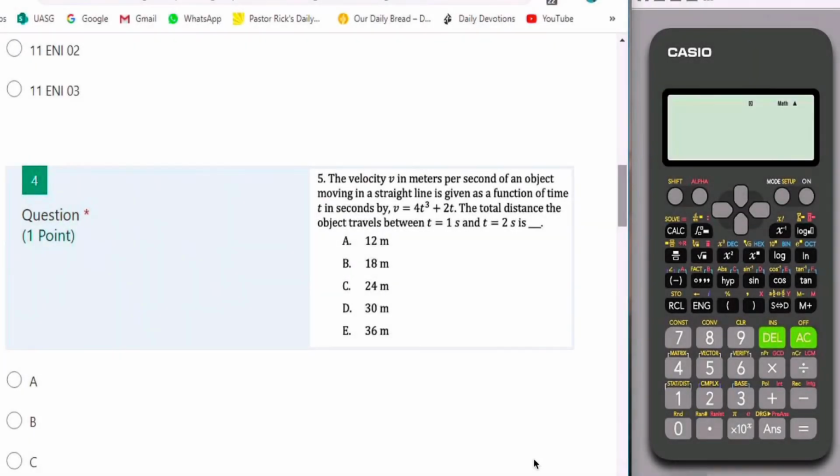At this point, I'm going to show you how to use your Casio calculators to solve problems that involve definite integrals. And we would say definite integrals, the kind of integrals that are bounded with the lower and the upper limit. So here is a sample problem.